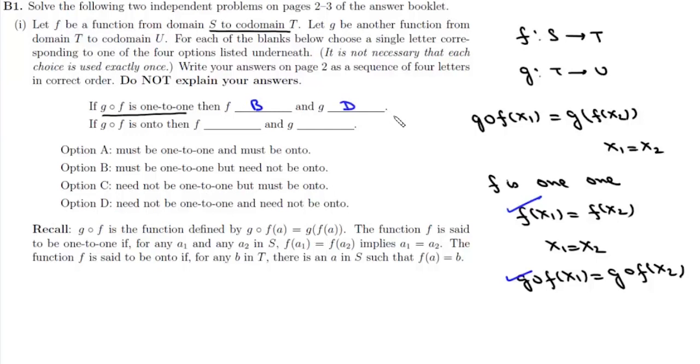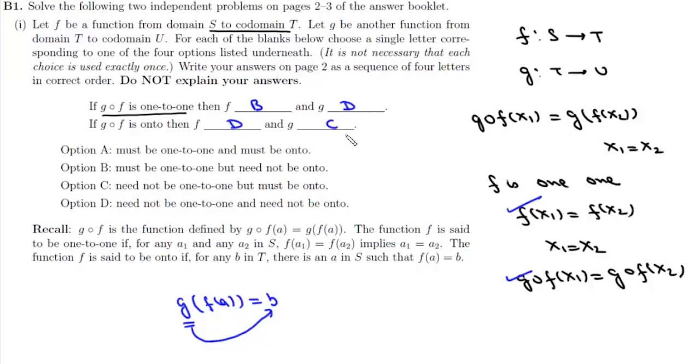Now the second one is, if g of f is onto, that means g of f a is equal to b, then clearly this function g has to be an onto function. So g must be an onto function. So we'll have this condition C here, and if g is onto, then this function f can be any general function. Then we have this general condition D. So the answer to this question is B and D for the first one and D and C for the second one.